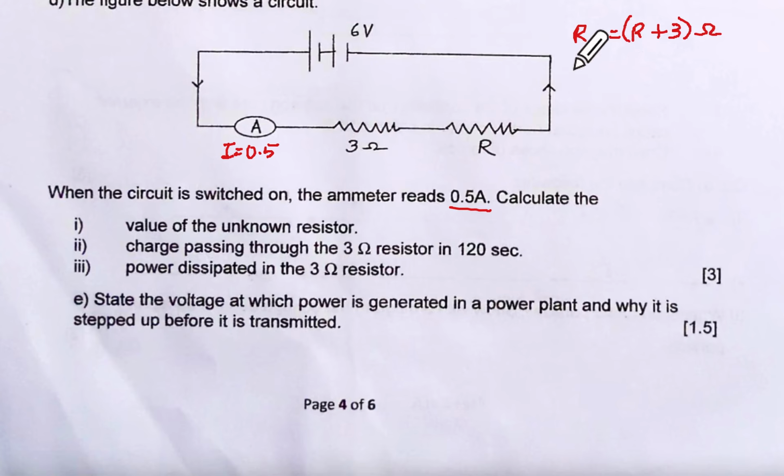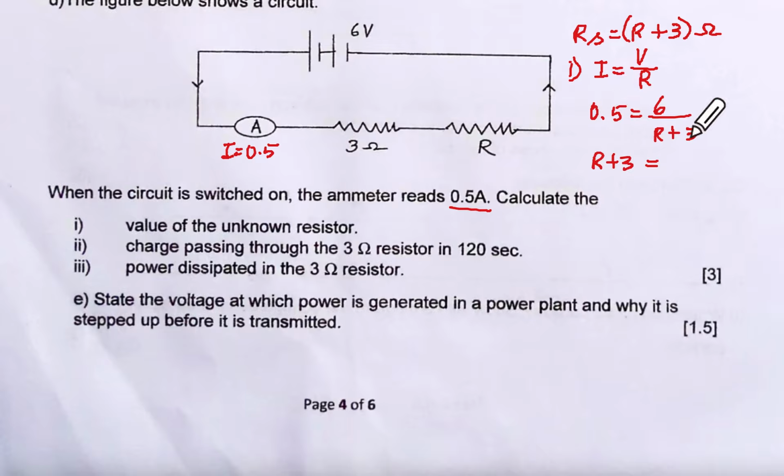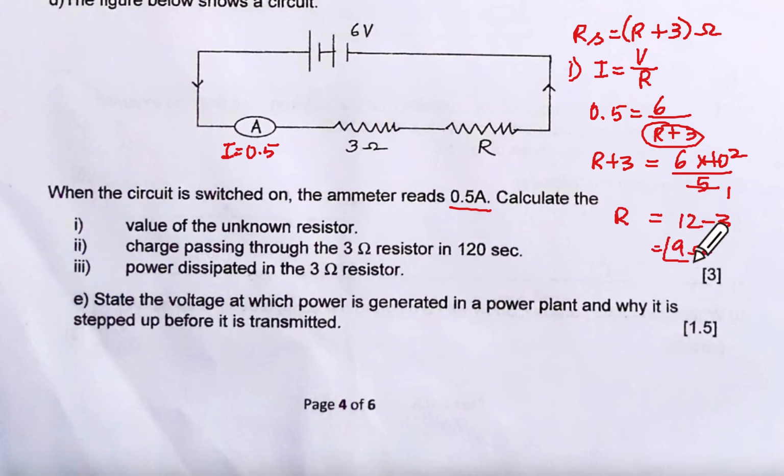Correct? Then for the first part, we are going to say I is equal to V upon R. So 0.5 is equal to 6 volt upon R plus 3. Understanding? So R plus 3 is equal to, don't sit and multiply by 0.5, okay? It will be pathetic. Just put the whole thing over there, and 6 into 10 upon 5. Did you see what I did? Don't say 0.5 divides like that, okay? Understood how to proceed? So R will be equal to 12 minus 3, which is how much? 9 ohm. Understanding how to proceed?